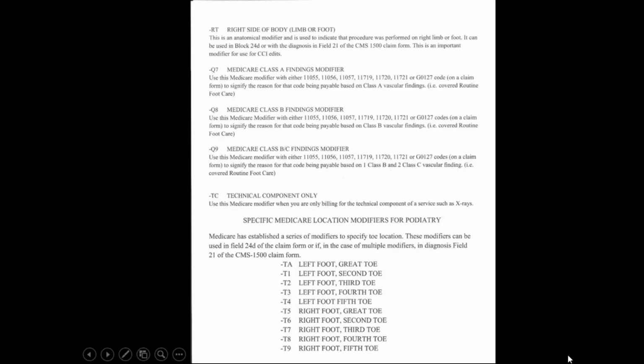LT is left foot, left side please. RT, of course, is right foot. Here are the class findings modifiers, Q7, Q8, and Q9. TC is technical component only. Here are the toe modifiers. And at 2 minutes after 9, that is the body of my presentation.